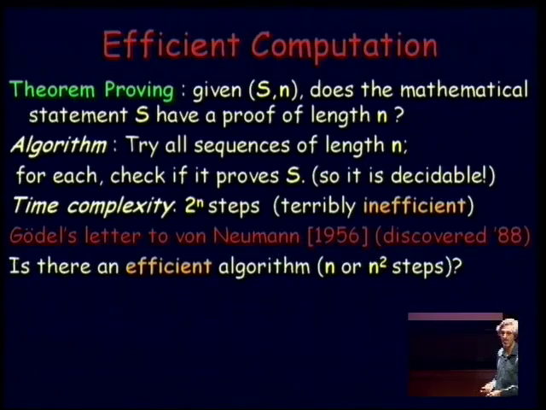Is there an algorithm that, rather than like a monkey trying to type out War and Peace in all possible ways, is there a clever way that will cut through this exhaustive search and get us to the solution efficiently, in his words, n or n squared steps? Something that's not much bigger than the data. Something that grows slowly with the size of the data. And that's what we take to be the definition of efficient computation here.